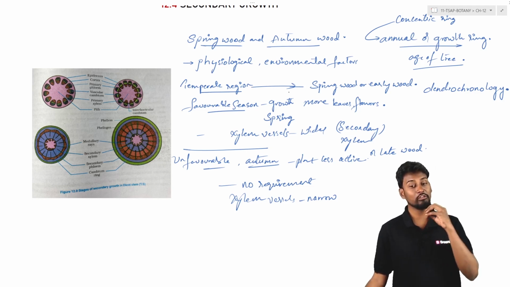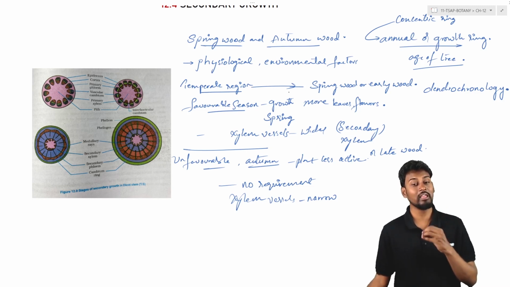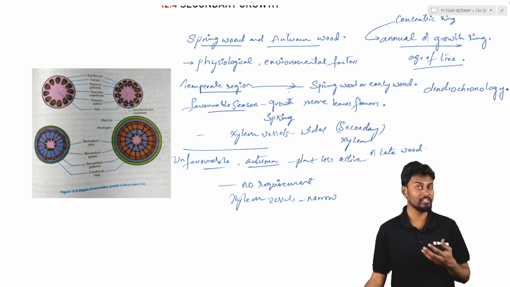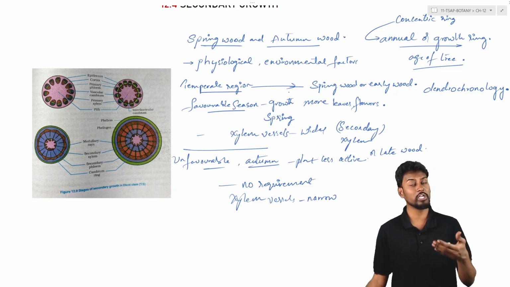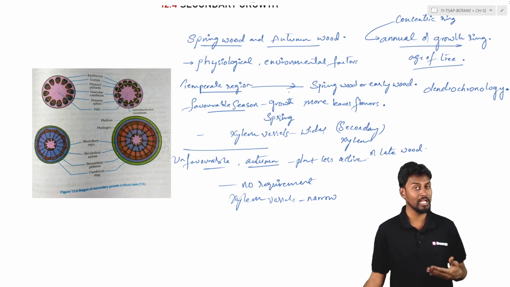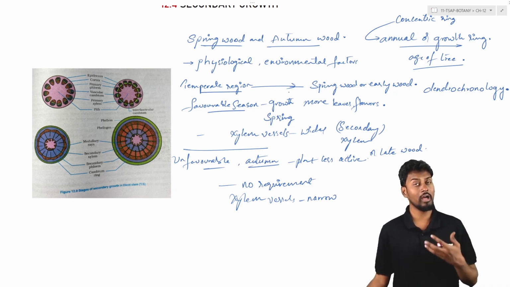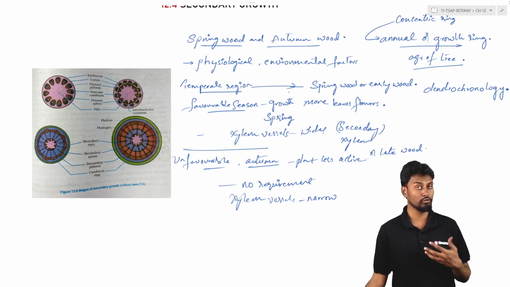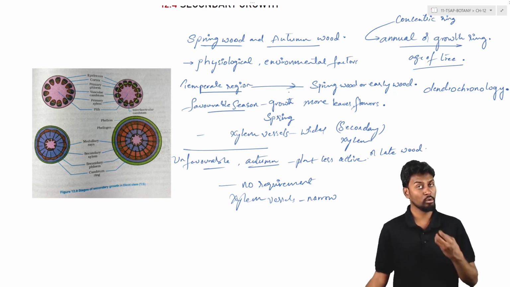So in case of spring and early wood, we can see that the wider range of gap is generally absorbed in case of xylem vessels, whereas in temperate regions, when it is going into unfavorable conditions where there is no availability of any kind of resources, that is in the autumn season, the plant's activity reduces and growth reduces. So at this particular time there is no requirement for the xylem to show extra activity.